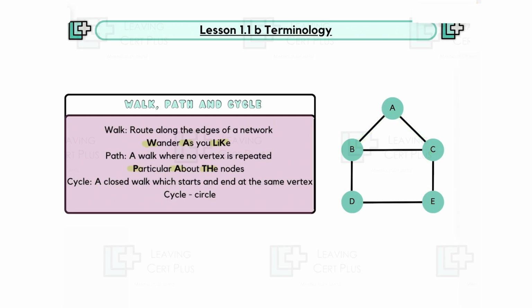And probably our most important word in this lesson is cycle. It's a closed walk which starts and ends at the same vertex. Just think cycle, circle. So if I can circle around back to where I started, that's a cycle.